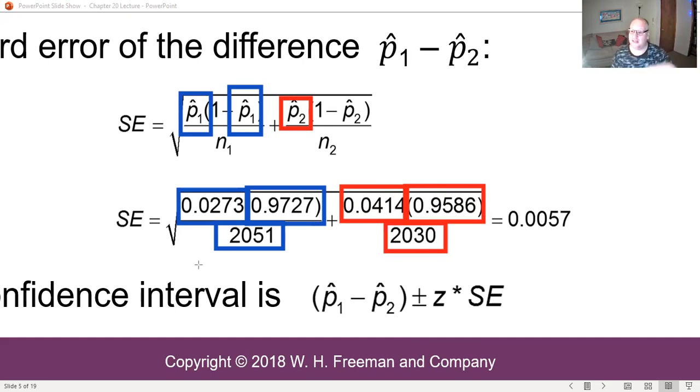And then don't forget the whole thing has a big square root over it, and do all of your math, and you get 0.0057. Great. All right, so 0.0057, that is the standard error of the mean. I can use that to come up with a confidence interval.